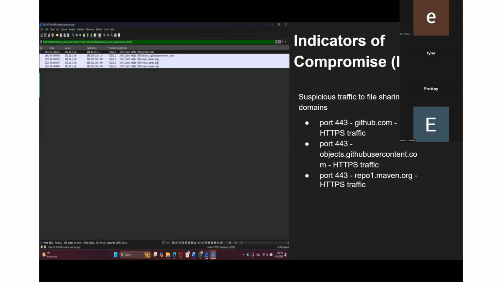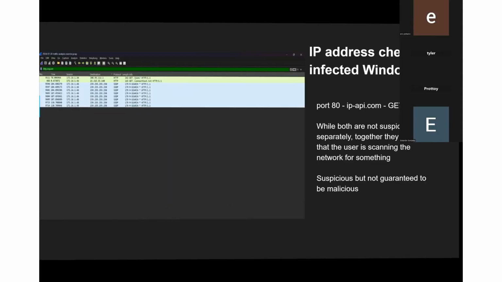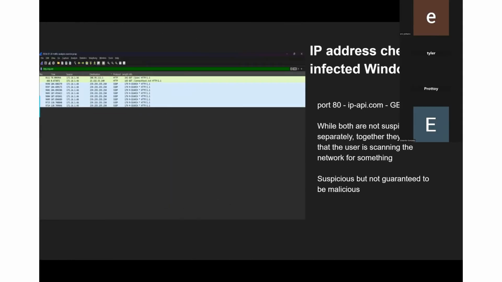We captured several critical indicators of compromise. This included suspicious HTTPS traffic over port 443 to file sharing domains like github.com or repo.maven.org. Wireshark also caught an IP address check by the infected Windows host. The user was reaching out to ip.ip.com.